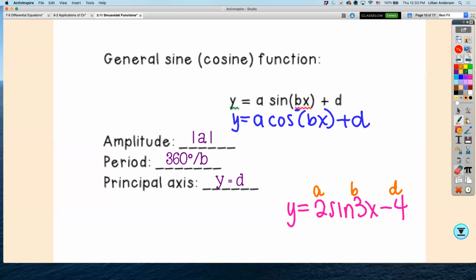So even if I were to write an equation like this, this is still in general form. It's just written backwards. -3 would actually be which variable, a, b, or d? D. 4 would be, and 6 would be. So it's still general form. The green is just written backwards. You just have to be able to identify each variable.